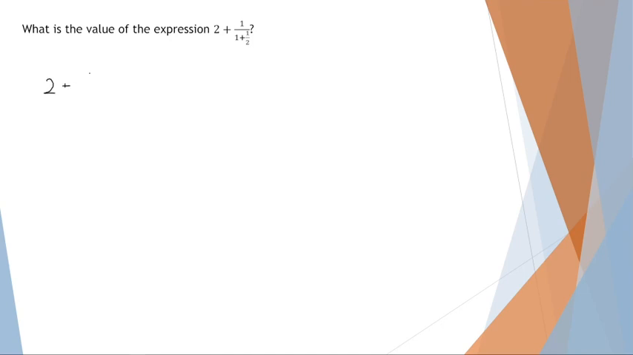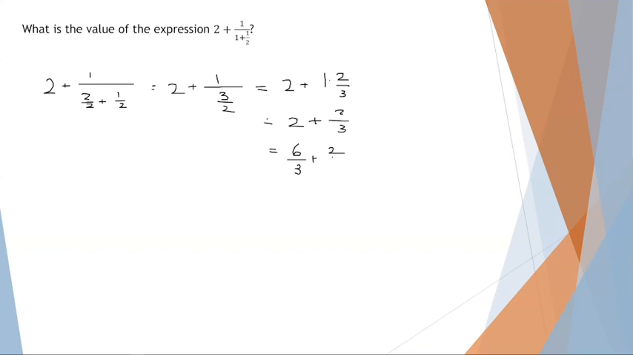Okay, so what I did was 1 + 1/2, which is going to be 3/2. And then 1 times 2/3, which is going to be 2/3. So 1 + 2/3, which is another way of saying it, is going to be 3/3 + 2/3, which is 5/3.